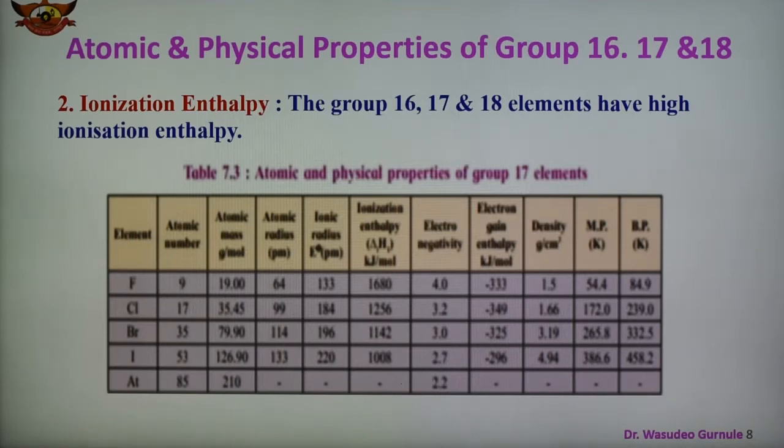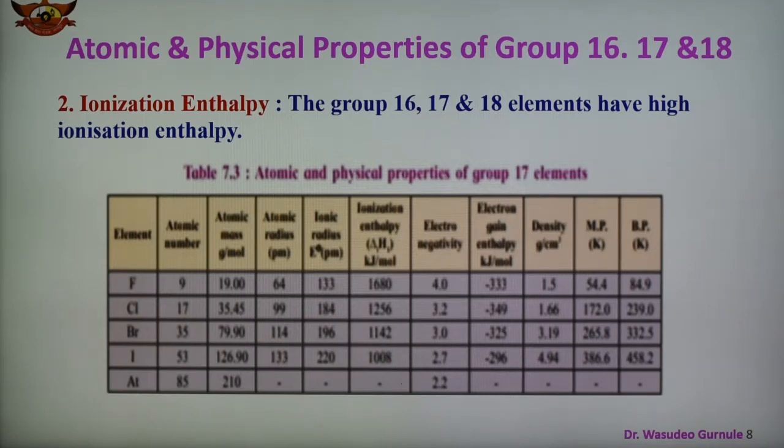So in case of group number 16, 17, 18 elements, they have high ionization enthalpy. The ionization enthalpy decreases down the group due to the increase in the atomic size. And in case of a period, ionization enthalpy increases with the increase of atomic number, and this is due to the addition of electrons taking place in the same shell. In case of the elements of group number 16, they have lower ionization enthalpy value as compared to those of group number 15 in the corresponding period, owing to the extra stable half-filled electronic configuration of p orbital in elements of group number 15.